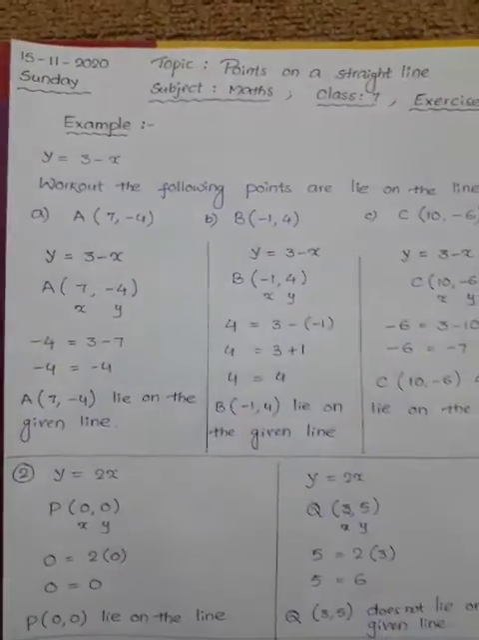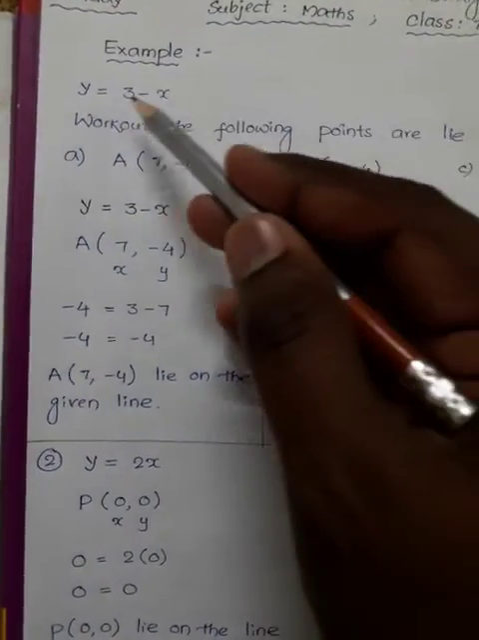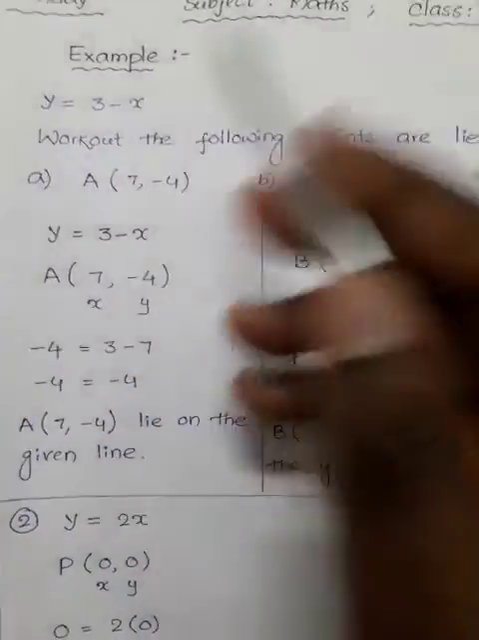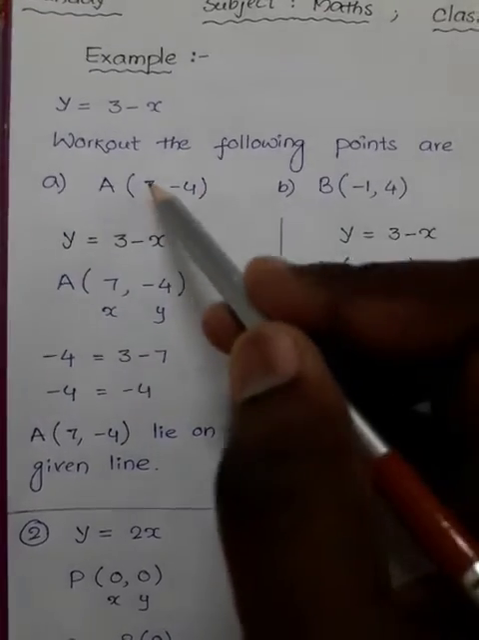Work out whether the following points lie on the line or not. This is the equation, or we can say the line: y equal to 3 minus x. Now what is the coordinate? The first coordinate is 7 comma minus 4.